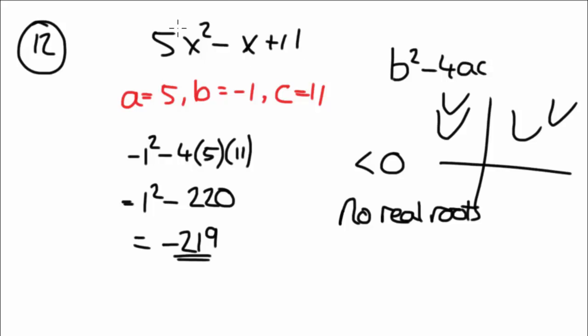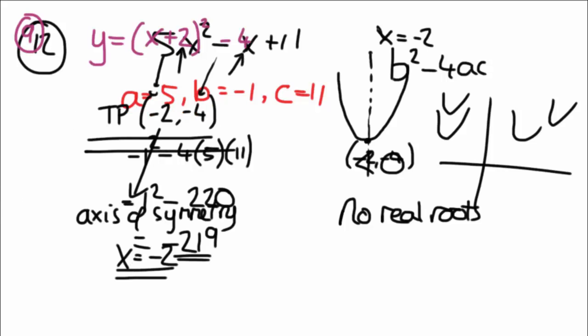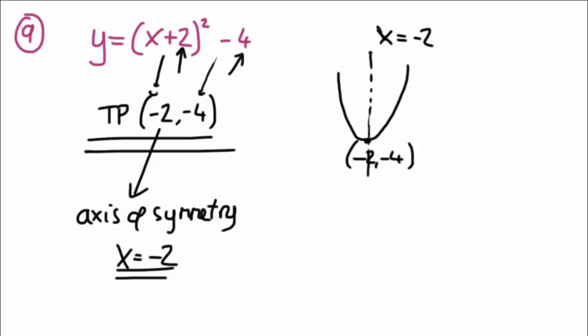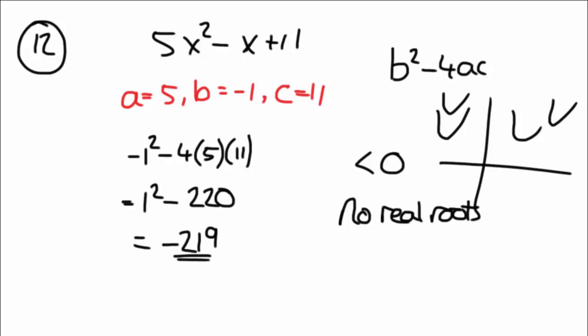So b squared, that's -1, so that's 1 squared minus 4. Seems fine. Right, so that's question 12. And try and get rid of some of these previous ones. Right, this will be the last one because I'll be running out of space.